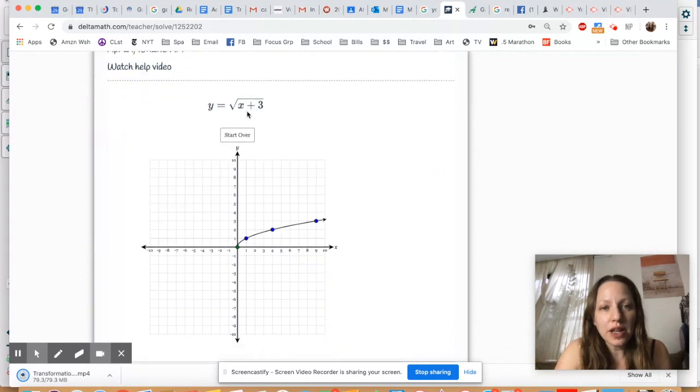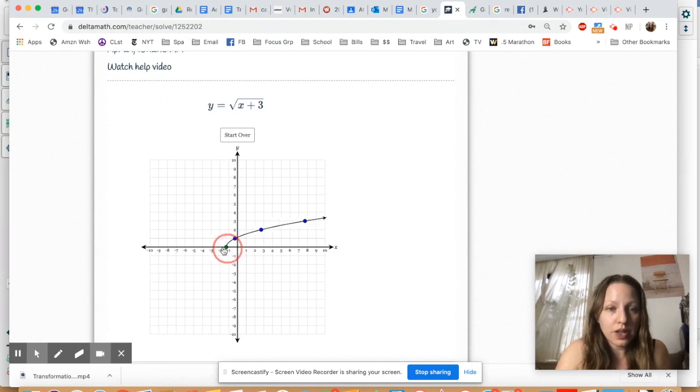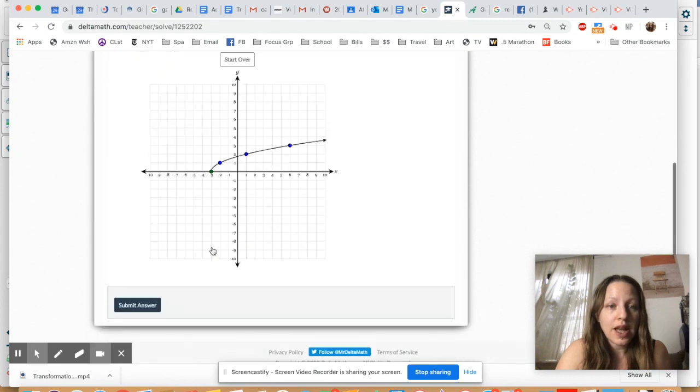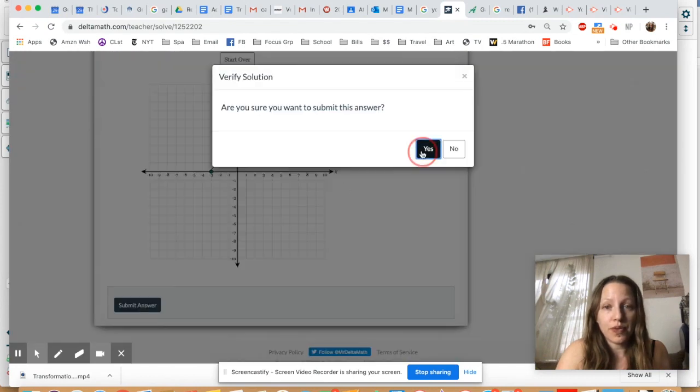So here I look at the equation and I say, where is that number, the +3? Is it inside or outside? And it's underneath, so it's inside this radical. That means that +3 is going to go to the left 3 spaces. So I click on the green dot, not the blue one, the green dot, and I shift it left 1, 2, 3 spaces, and that's all you have to do.